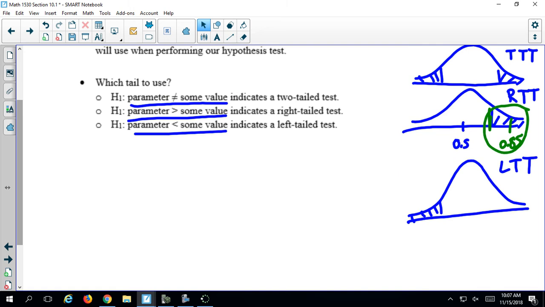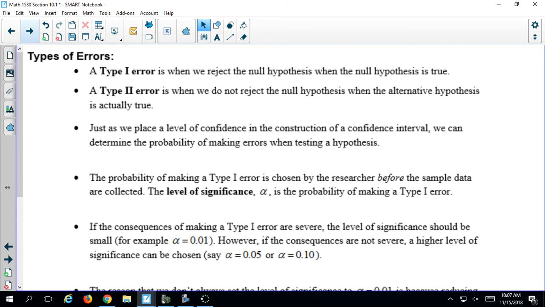So like I said, it's possible that I just got lucky and flipped heads 85 times out of 100. So that means there's error involved. We can't be 100% sure. We don't have the population data. Sample data varies. So there is some error involved. So there are two types.